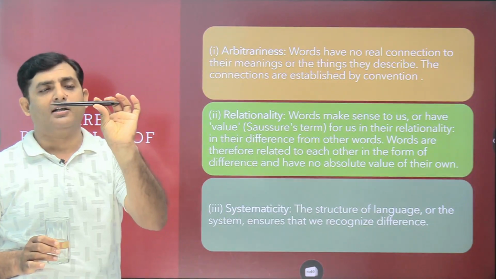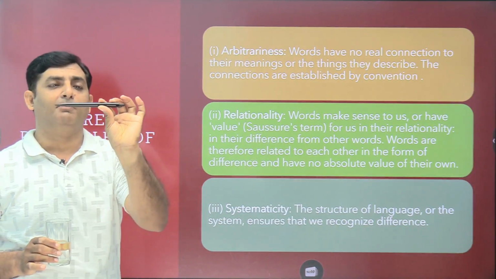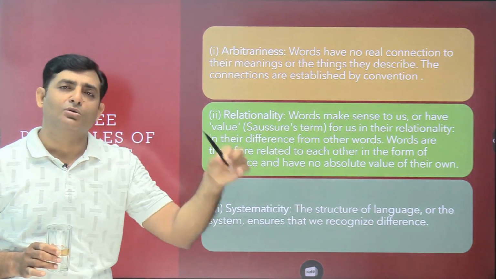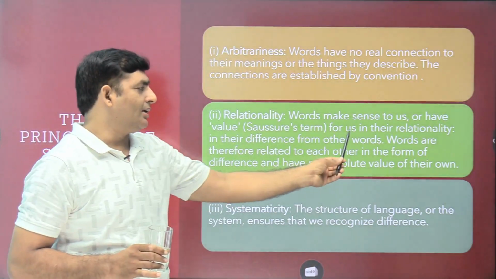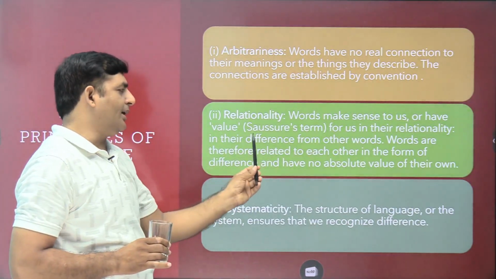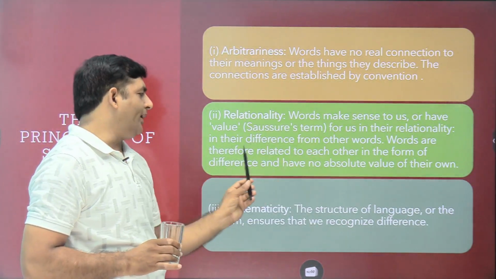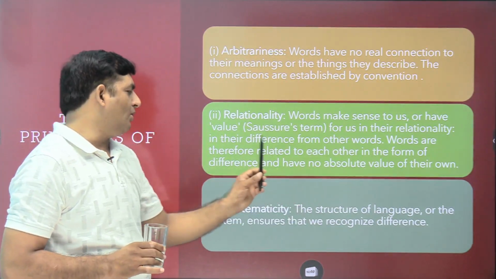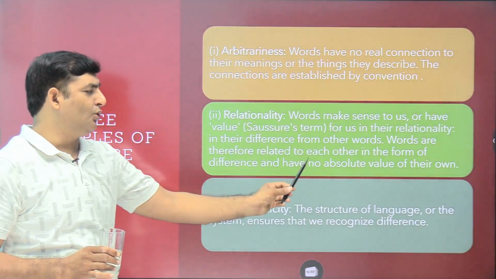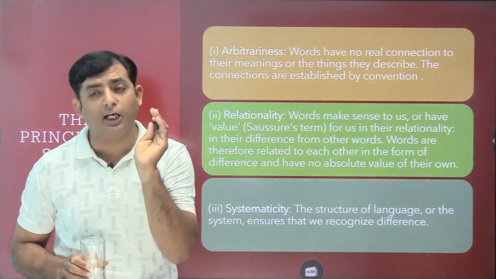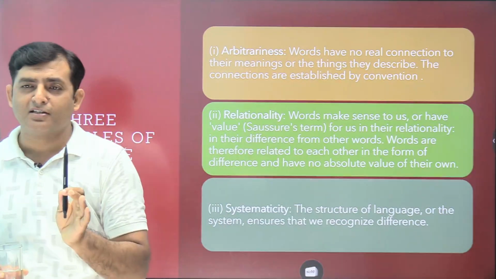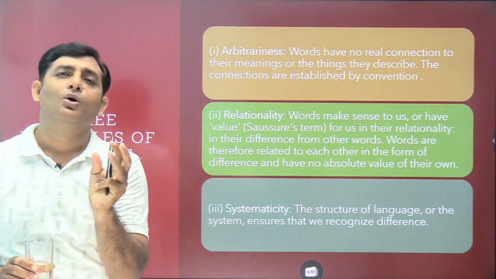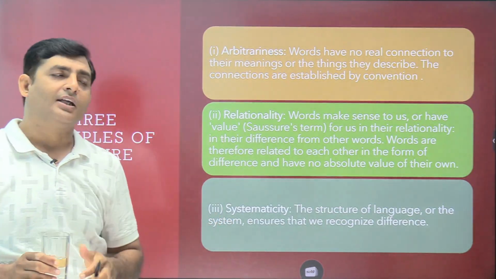Pen is black because it's not white. White because it's not grey. Grey because it's not brown. Brown because it's not pink. So meaning comes through difference. Words are therefore related to each other in the form of difference and have no absolute value of their own. They have value only in relation to each other.